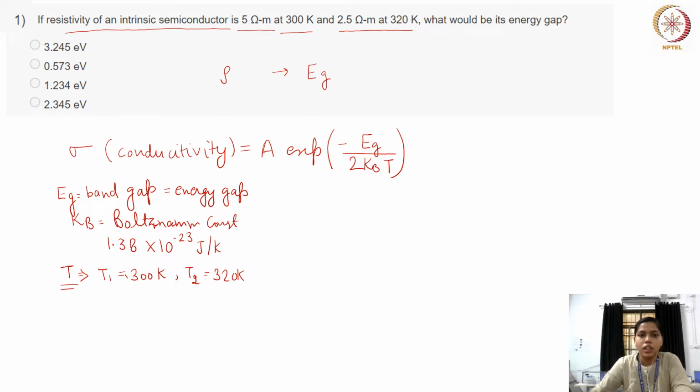Okay, so if I want to calculate the resistivity, resistivity is the reciprocal of your conductivity. So from this expression, the expression for the resistivity will be 1 divided by A exponential minus Eg divided by 2kBT. Correct? So is it clear? You can write yes in the chat box.